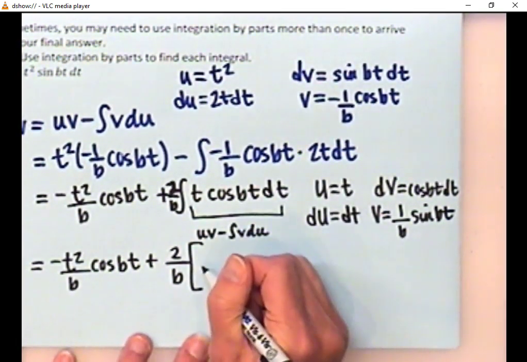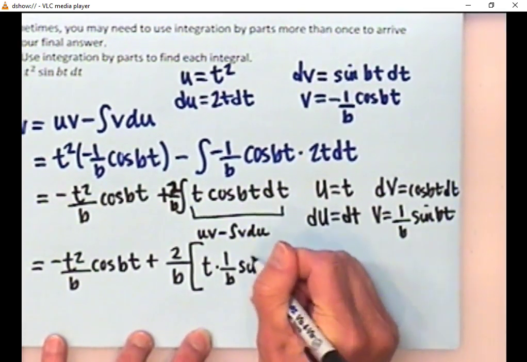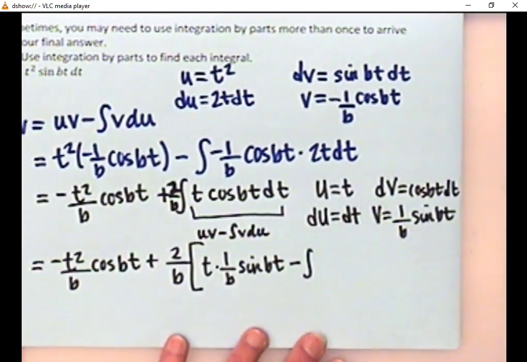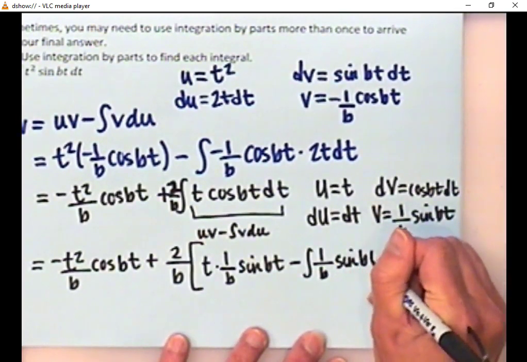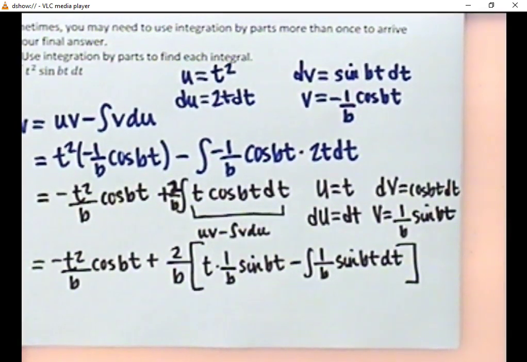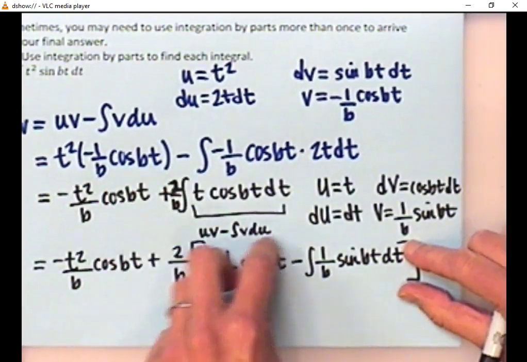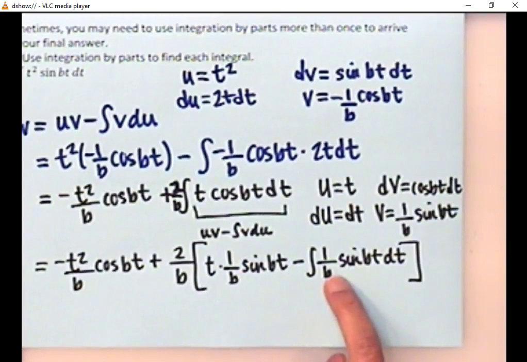So u is t times v is 1 over b sine of bt. So uv minus the integral of v, which is 1 over b sine of bt dt. Yep, so in these brackets is what this integral is equal to using the formula, uv minus the integral of v du.